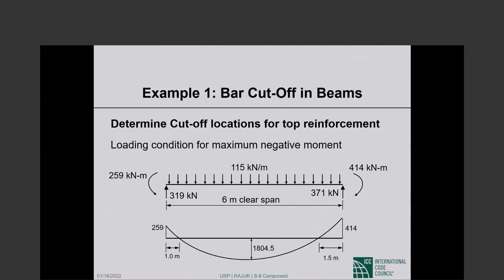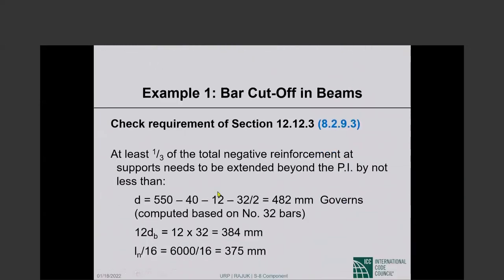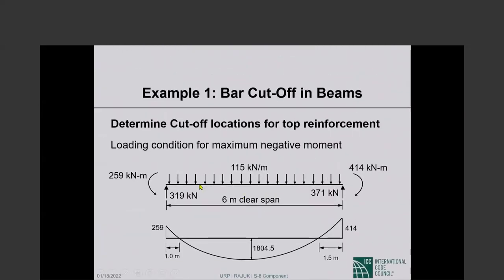Determine cutoff location for top reinforcement. Loading condition for maximum negative moment is 414 here, 259 here, 1804.5 here. So this is the bending moment diagram that we are dealing with. Loading condition for maximum negative moment.